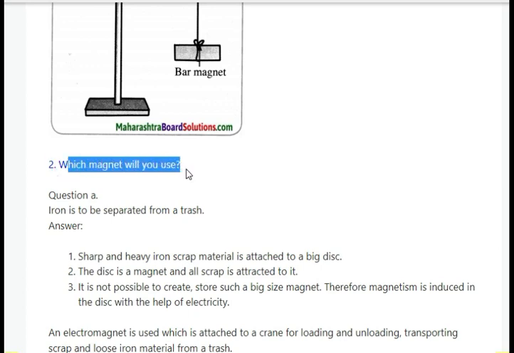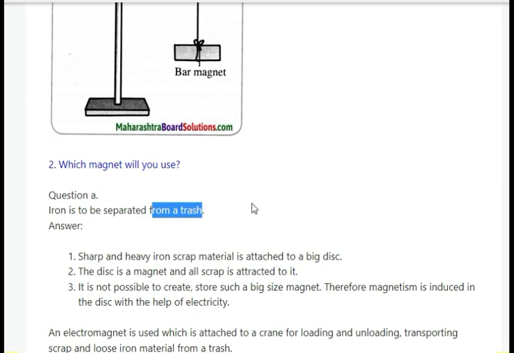Which magnet will you use? Question 2. Question A. Iron is to be separated from trash.